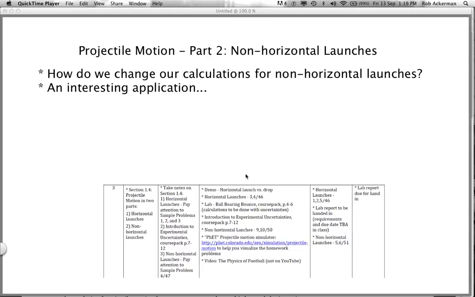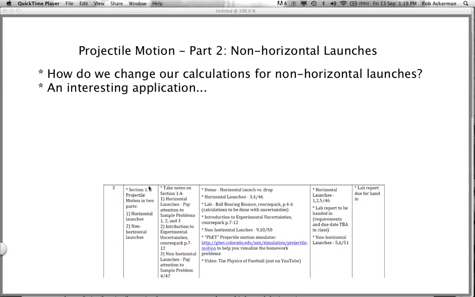So we're going to look at how you do your calculations for these kinds of launches, and I think you'll be happy to see that they're actually really just an extension of what you learned in video number 1. We're going to finish off with an interesting application which anyone who's interested in sports will appreciate, especially if you like the game of football. And I'm thinking of American football this time, not the one that we call soccer over here.